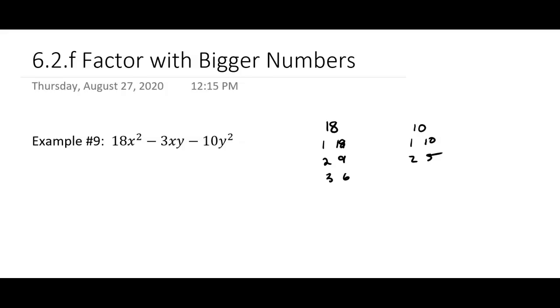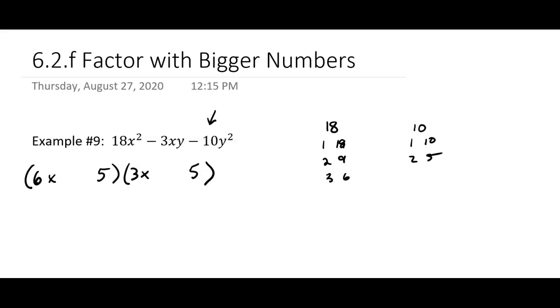Okay, I would start with the 6 and the 3, so 6x and 3x. So we're doing this by trial and error, and then I'm just going to hope for the best. And then I'm going to try the 2 and the 5. So maybe I'll put the 2 here, and I'll put the 5 here.